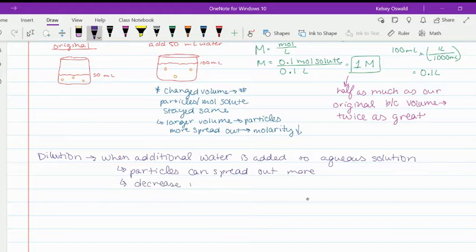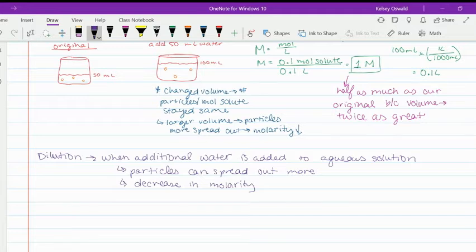If you guys think of Kool-Aid, when you add more water to Kool-Aid, the Kool-Aid powder or those flavor crystals spread out more, so it doesn't taste as strong because you're not getting as many flavor crystals per sip. They're spreading out more. So when we're adding additional water, our particles are spreading out more. We're having a decrease in concentration.